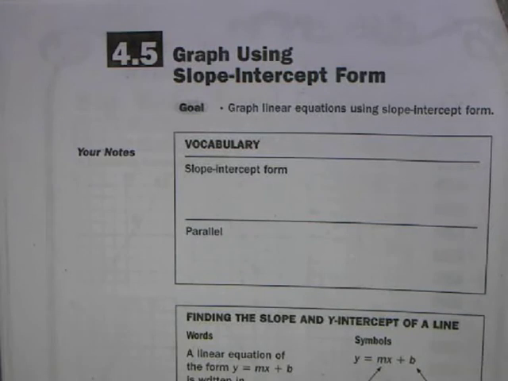Maybe getting y by itself depending on the equation. So today should be a happy day for you. All right, so what we're going to do right now is we're going to talk about our notes. So slope-intercept form, you know what it is. What is slope-intercept form? It's y equals mx plus b.